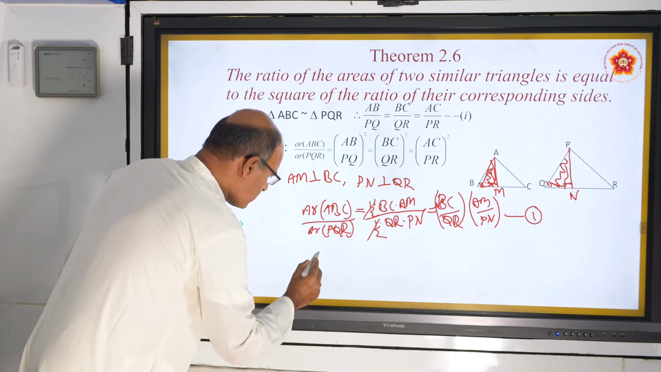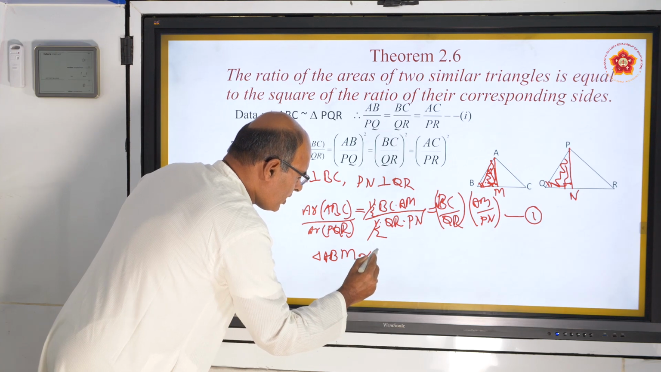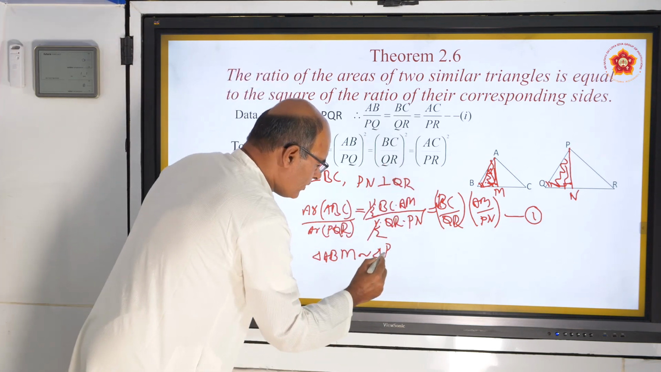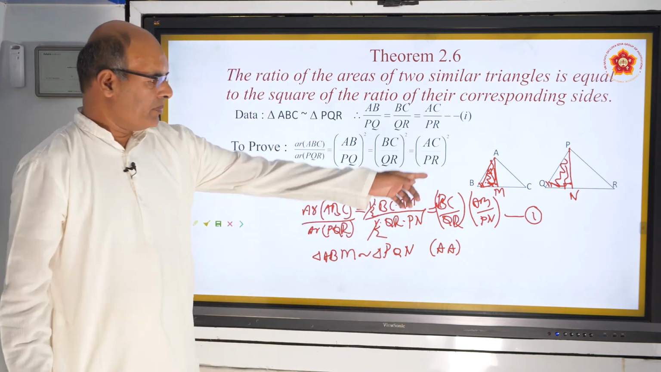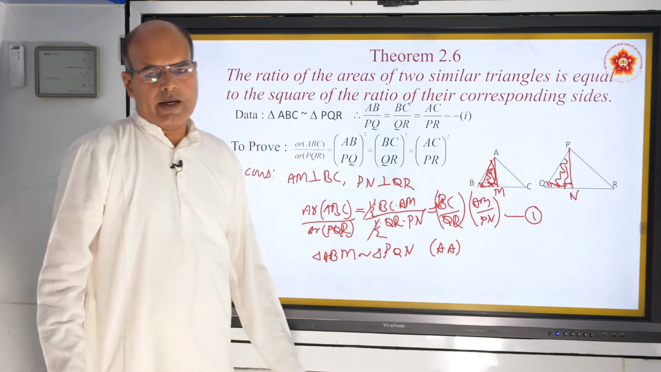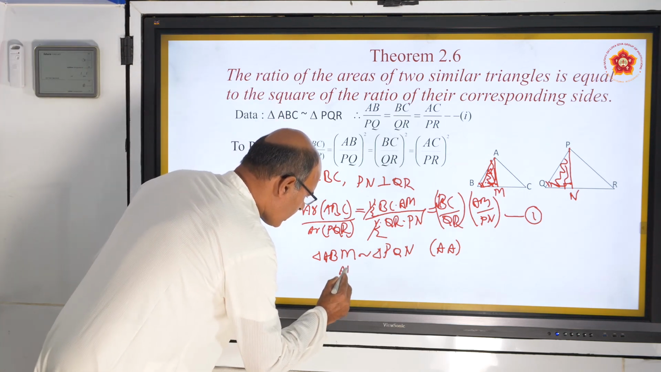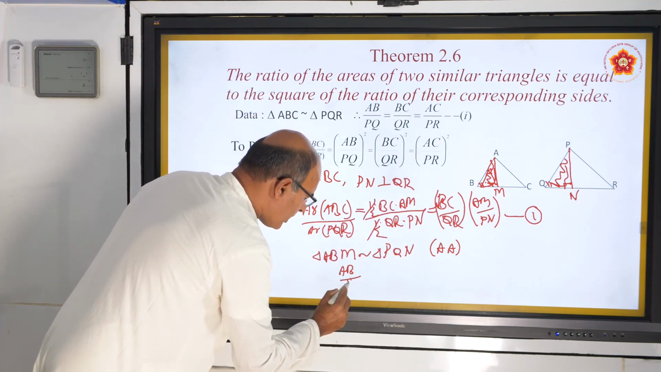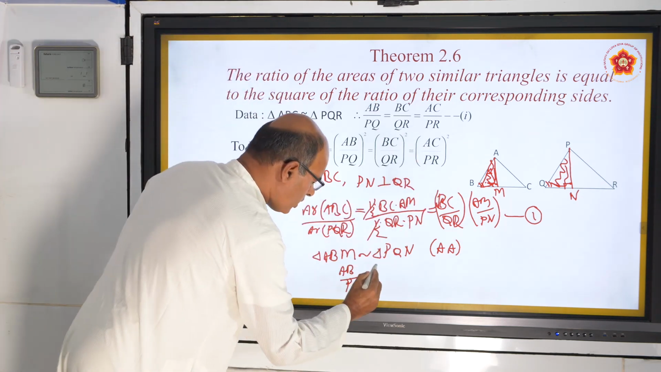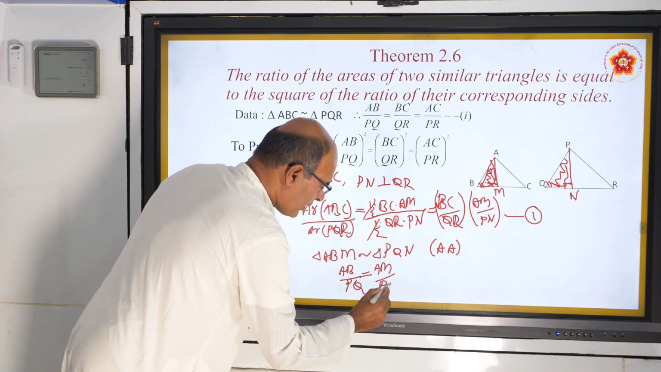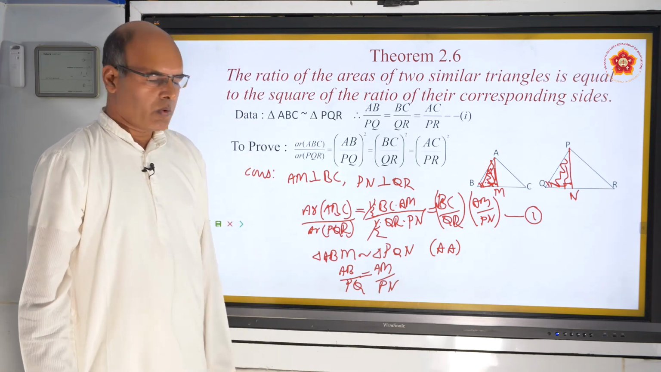So let us write it. Triangle ABM is similar to triangle PQN. According to the AA criterion, we have two pairs of equal angles: angle B is equal to angle Q, and angle M is equal to angle N, both right angles. Now write the ratio of the corresponding sides. AB of the first triangle divided by PQ of the second triangle is equal to BM by QN, which is also equal to AM divided by PN. So AM divided by PN is equal to AB by PQ.